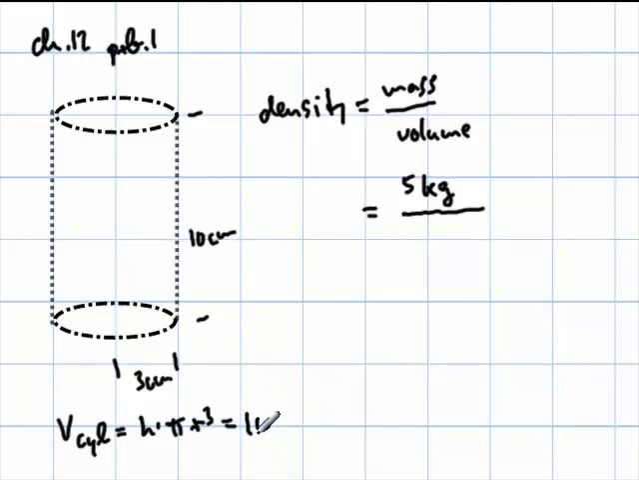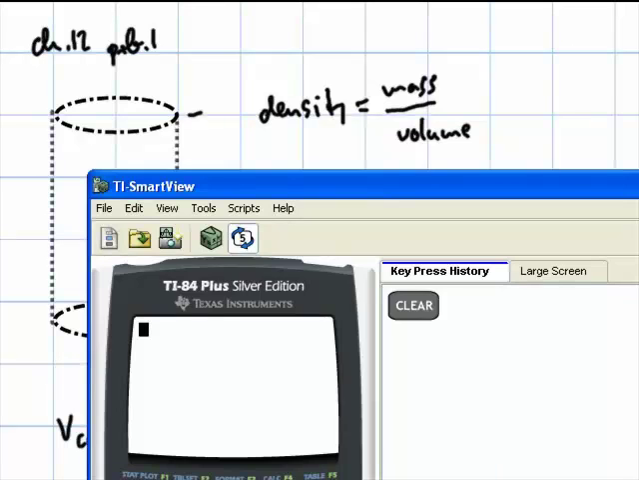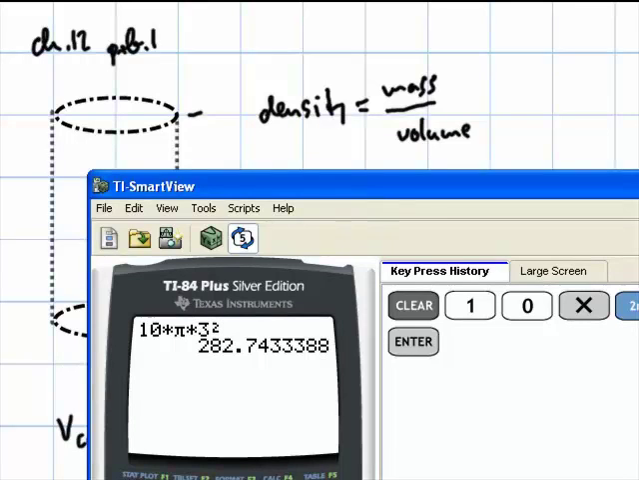So that comes out then to 10 centimeters times pi times, that was supposed to be a times, oops, I made a mistake here, that's a squared, not cubed, times the radius squared, 3 centimeters squared. So plugging that into a calculator would be 10 times pi times 3 squared. I come up with 283 cubic centimeters.